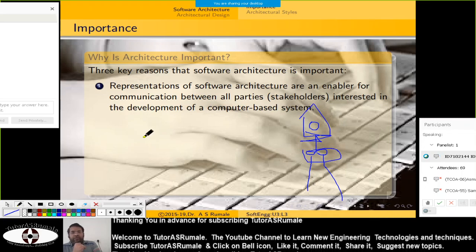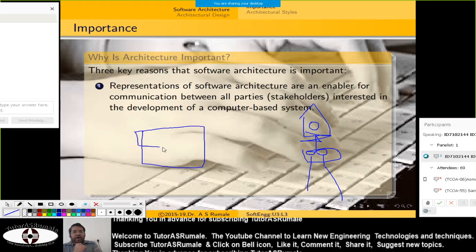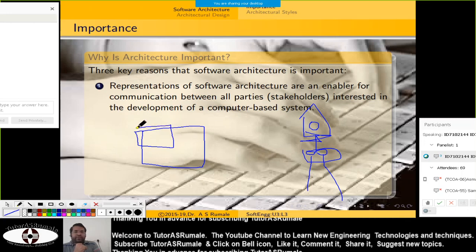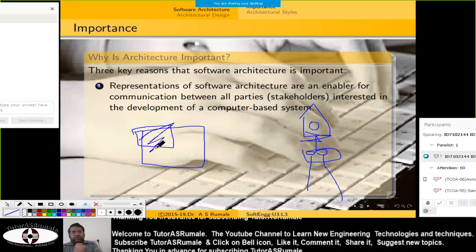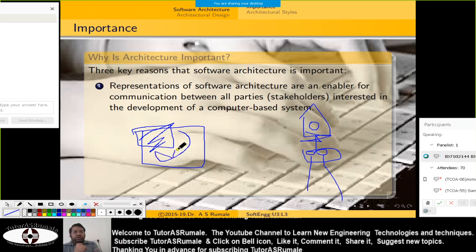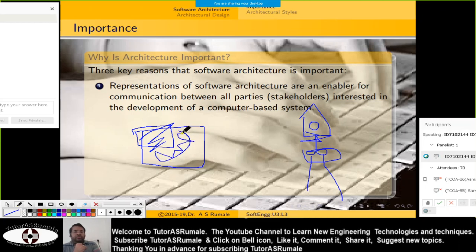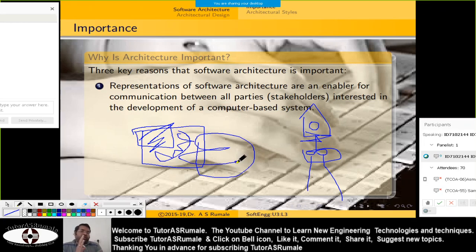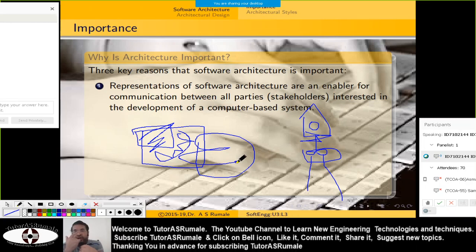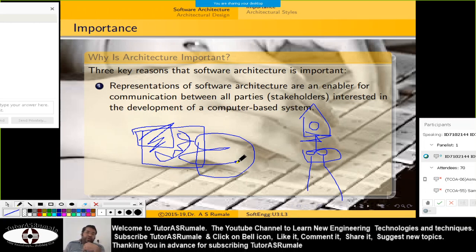In the same way, if you have a computer system, and that system is defined in its parts, let's say this is the user interface part, where the user will work in this layer only. Then behind this, you have the processing logic, and this processing logic is connected with the databases and server system for communication. Here you can say that it is a representation of architecture, or an enabler for communication between all parties, who are the stakeholders in the software development process.